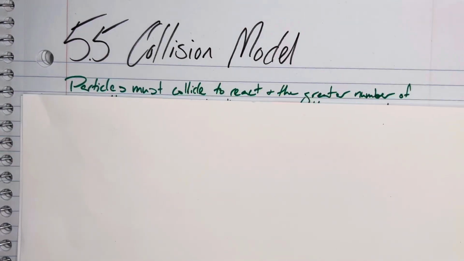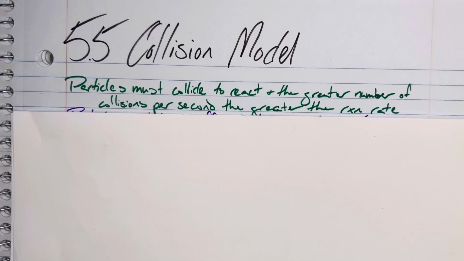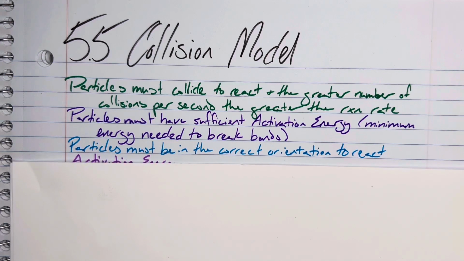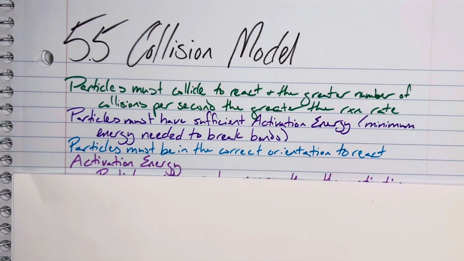AP Chemistry, Unit 5.5, Collision Model. Particles must collide to react, and the greater the number of collisions per second, the greater the reaction rate will be. Particles must also have sufficient activation energy, which is the minimum energy in order to break apart bonds. And particles must be in the correct orientation in order to react as well.